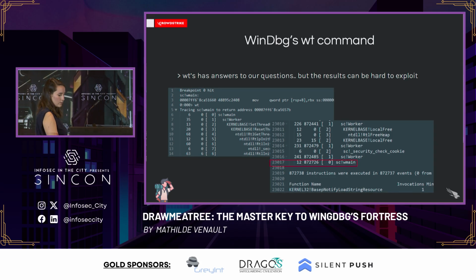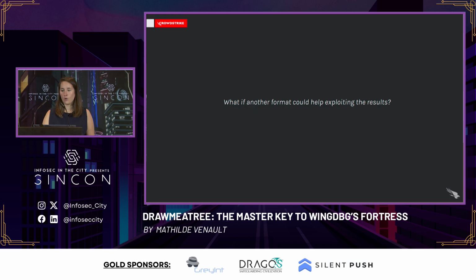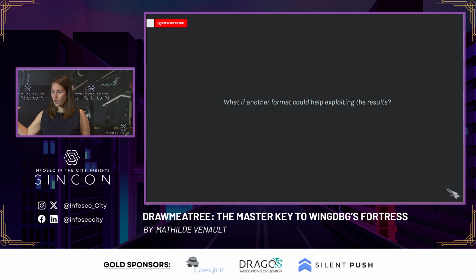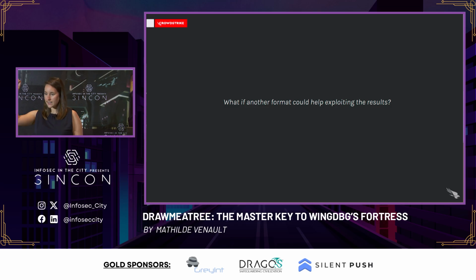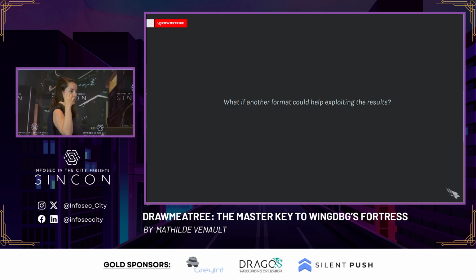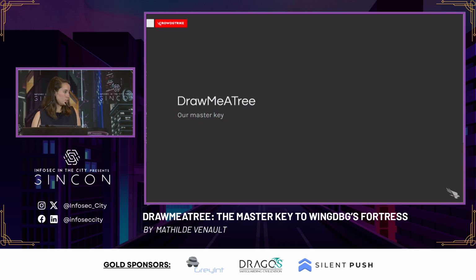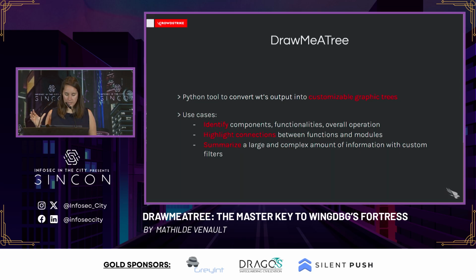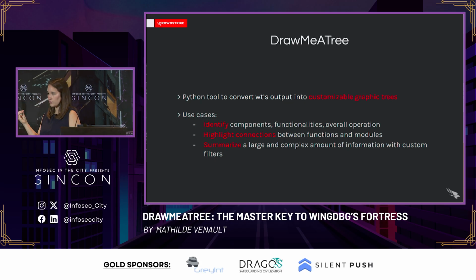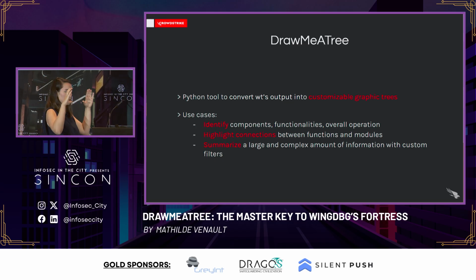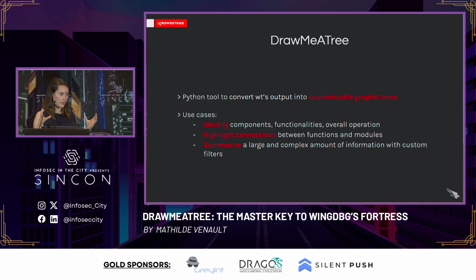So we thought, okay, well, WT has the information. What if we could visualize it? What if another format would help in understanding what's going on, and instead of reading through it, being able to see it? So we created this tool called DrawMeATree to do just that. DrawMeATree is a Python tool that will convert this output that you just saw, those 23,000 lines, into a visual tree that will allow you to see in just one picture everything that's happening.